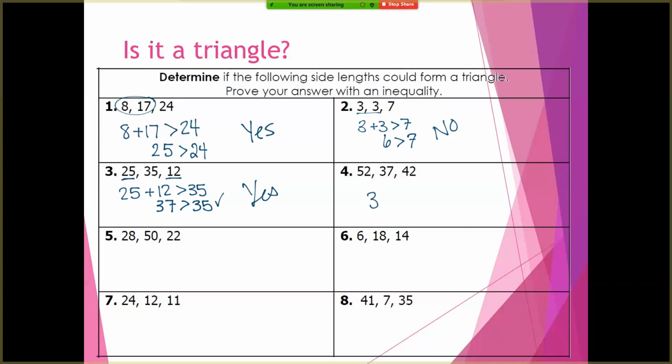Number 4, 37 plus 42 should be greater than 52. Let's see, 79 is greater than 52, which is a yes. So take a minute and see if you can do questions 5, 6, 7, and 8.